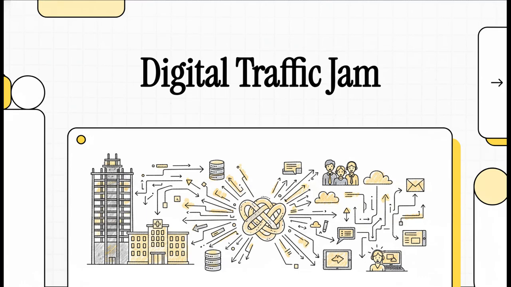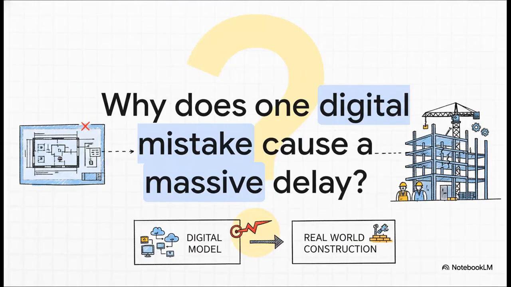Have you ever looked at a giant skyscraper or a super complex hospital and just wondered, how on earth do they build that without it all turning into total chaos? Well, the secret isn't just about the steel and concrete. It's actually about managing this huge invisible traffic jam of digital information. And really, understanding this hidden digital world is the key to everything. And it all really boils down to this one big question.